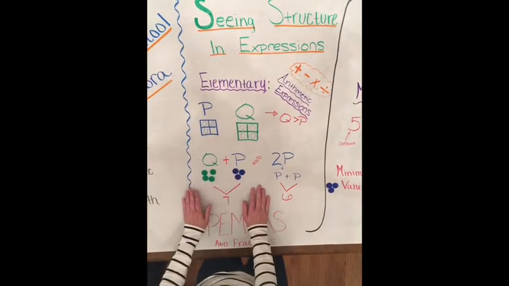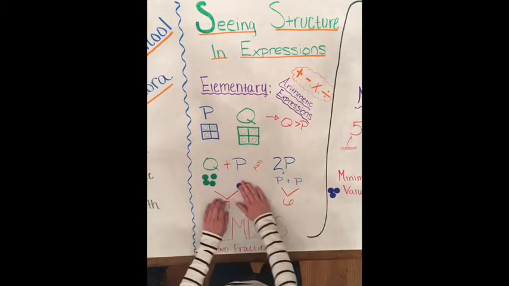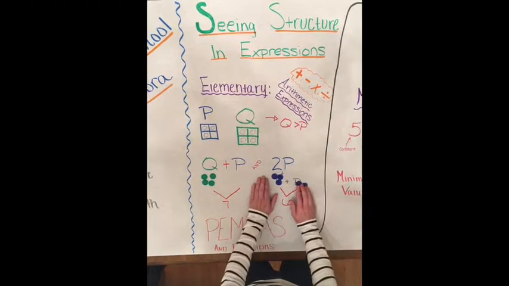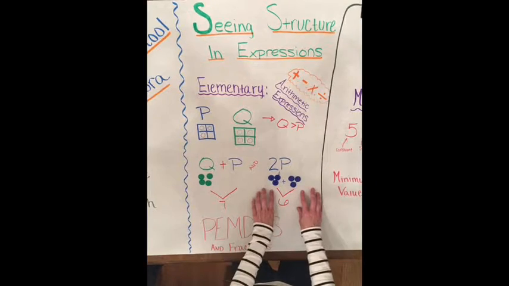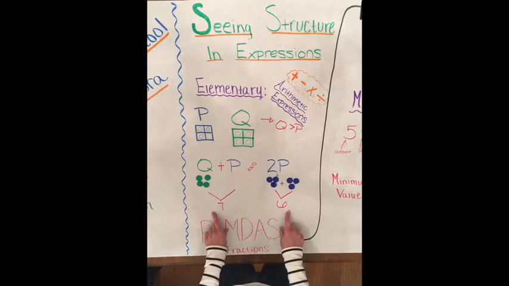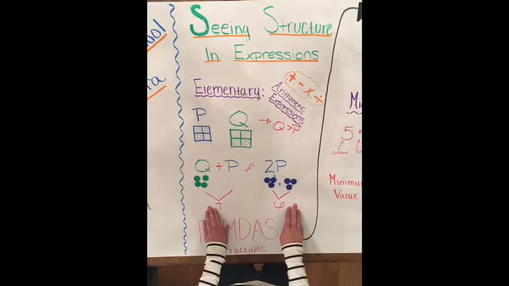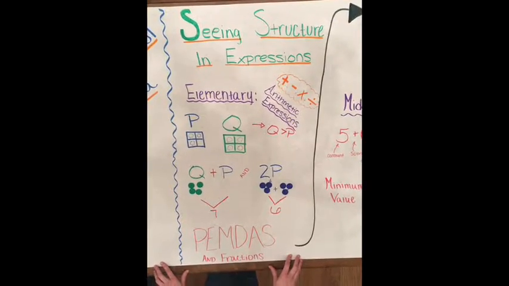They will be able to recognize that 4 plus 3 is 7. They will also be able to see that 2P is the same as P plus P. So here, 3 plus 3 equals 6. They will then be able to compare the two groups, that 7 is larger than 6. This is the basics of elementary structure and expressions.